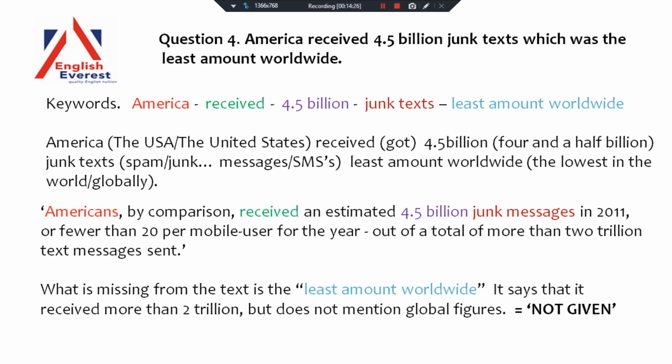So now underneath again we've got the text. The text says Americans, which we have, received, no change. 4.5 billion, no change. Junk texts becomes junk messages. Okay. And after that there is no reference to the least amount worldwide. So it doesn't tell us that it's the least amount worldwide. So we don't know. That statement has to be true or it has to be false. But here we just don't know if it's the least amount worldwide, because the text doesn't tell us that. So therefore the answer is not given.